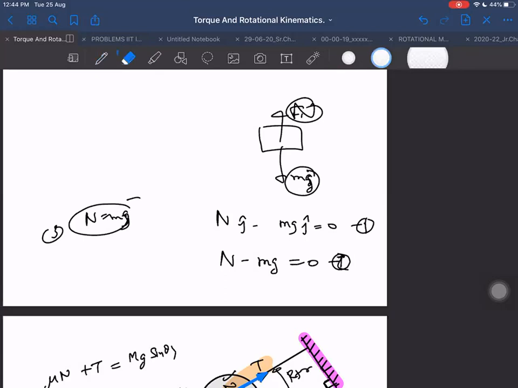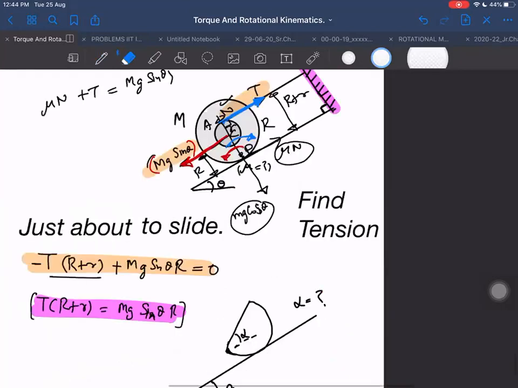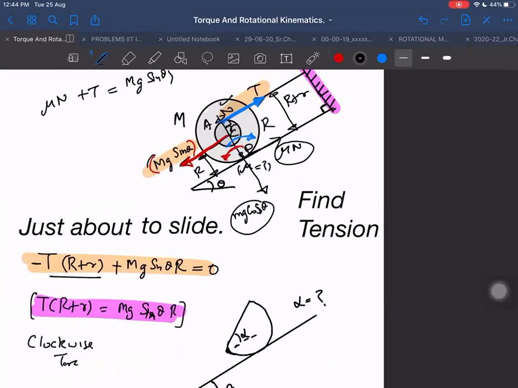Once I write direction, I have to use positive and negative signs. Here also I will do this thing now. If I want to write the equation this way, I will say clockwise torque is equal to anti-clockwise torque. Whenever we write all the clockwise torques on one side and all the anti-clockwise torques on the other side, you don't have to use the signs in that case.